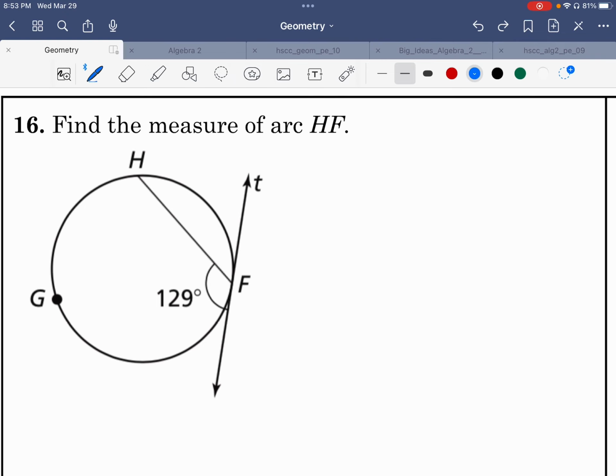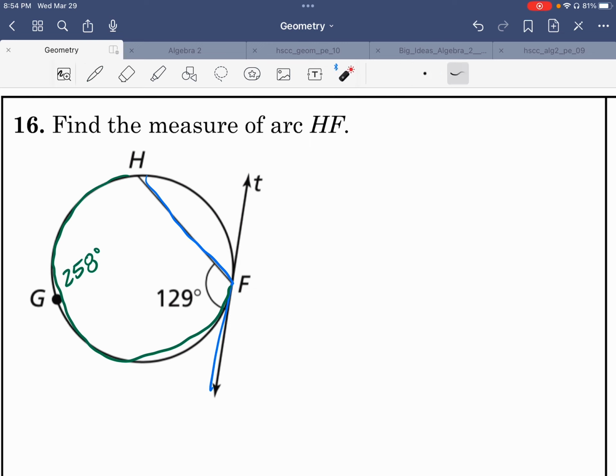All right, question number 16. Find the measure of arc HF. So arc HF is this guy right here. Unfortunately, they didn't give me anything about arc HF, but they did tell me angle F, the angle right here. So we know that angle is 129. Since this arc subtends that angle, if we double the angle, we get the arc out there. So 129, double that, comes out to 258. So we know this arc here is 258.